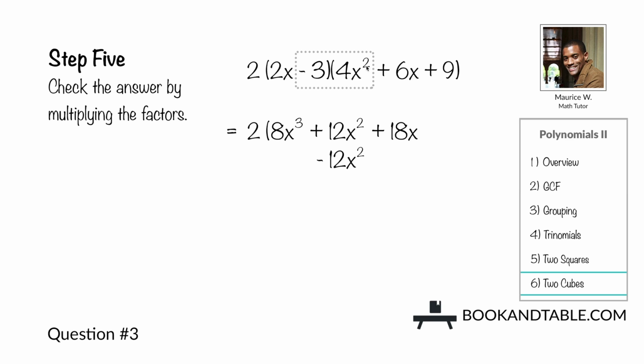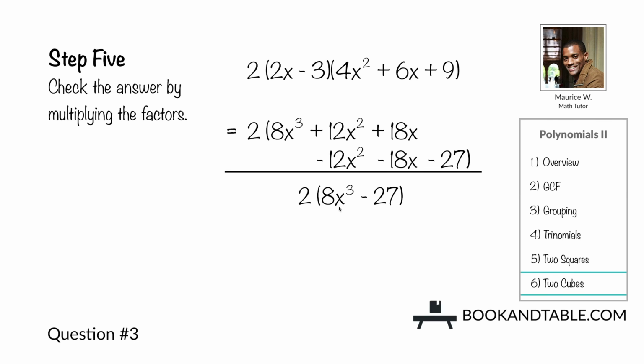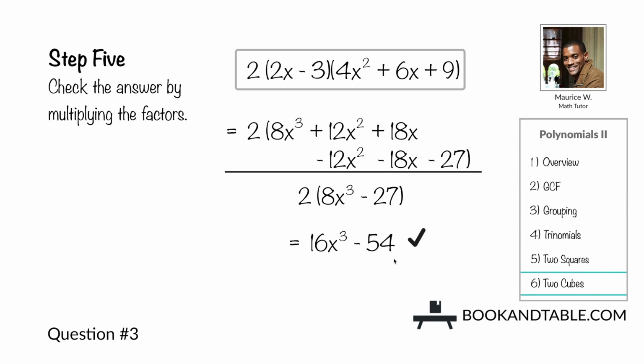Negative 3 times 4x squared is negative 12x squared, which will cancel out positive 12x squared. Negative 3 times positive 6x is negative 18x, which cancels out positive 18x. And negative 3 times positive 9 is negative 27. So when we multiply the two factors inside the parentheses, we get 8x cubed minus 27 inside the parentheses times 2. And when we distribute the 2, we get 16x cubed minus 54, the original polynomial, thus confirming that when we factor this expression, you'll get 2 times 2x minus 3 times 4x squared plus 6x plus 9.